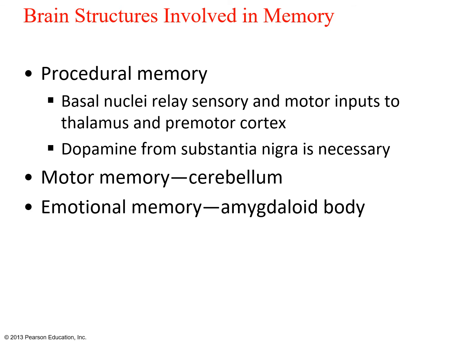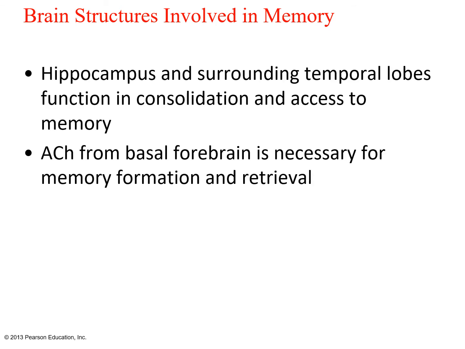Motor memory is contained in the cerebellum, and emotional memory is usually stored in the amygdaloid body. So these are different portions of memory that are stored in different places. The hippocampus and the temporal lobes that surround the hippocampus function in consolidation and access to memory. So basically you have to have a working hippocampus in order to consolidate and access your memories.